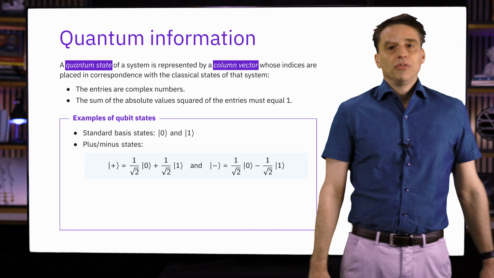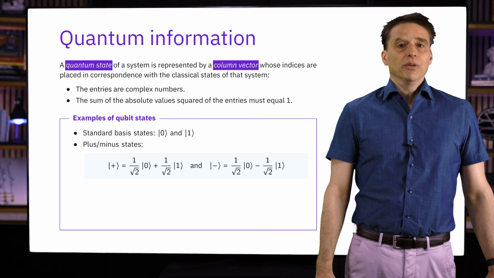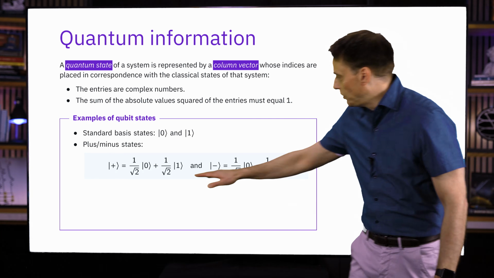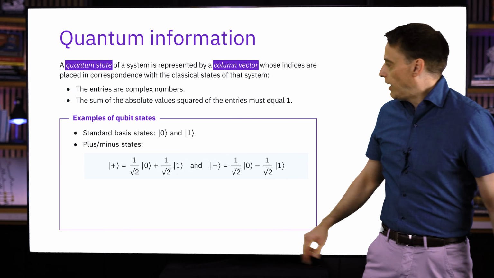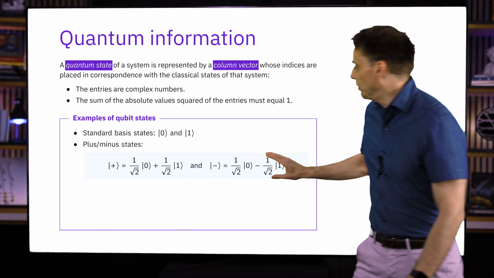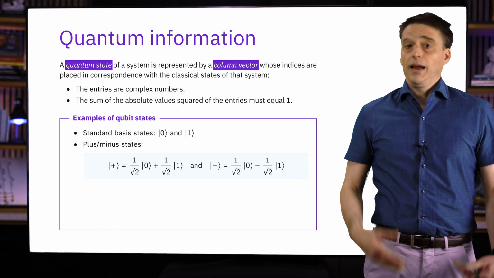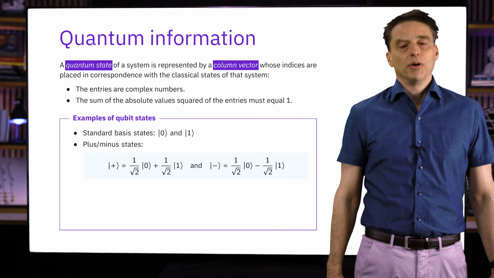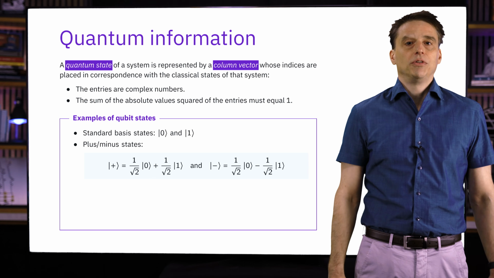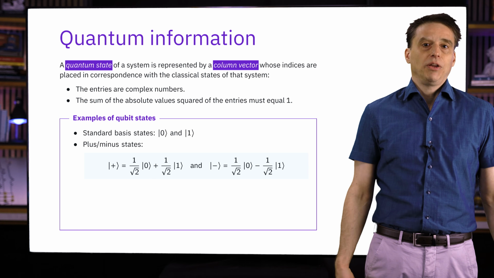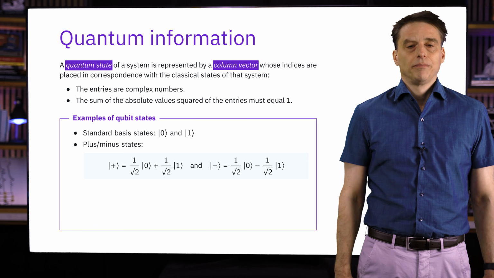The next two examples are very commonly encountered qubit states called the plus state and the minus state. They're denoted as you see here on the screen, either with a ket plus or a ket minus like this, and they're defined as you can see right here. Again, the entries of these vectors are complex numbers. This time they're either positive 1 over square root of 2 or negative 1 over square root of 2. And when we sum the absolute values squared, we get 1/2 plus 1/2, which is 1.